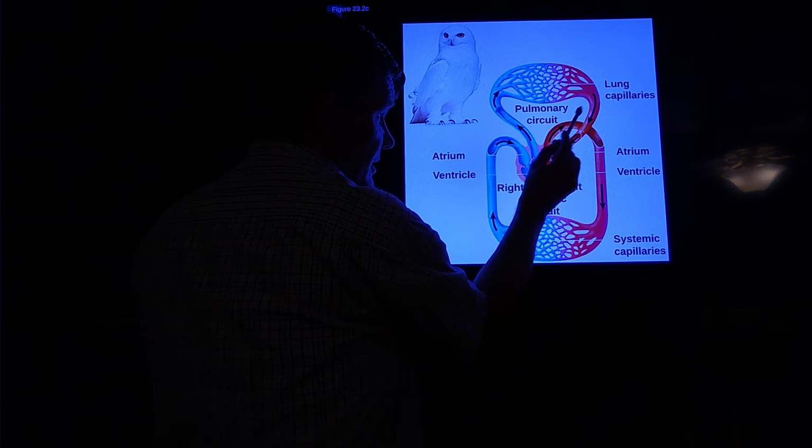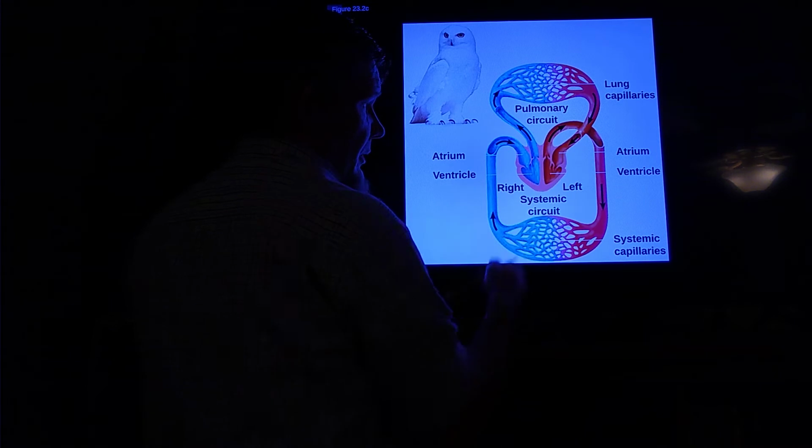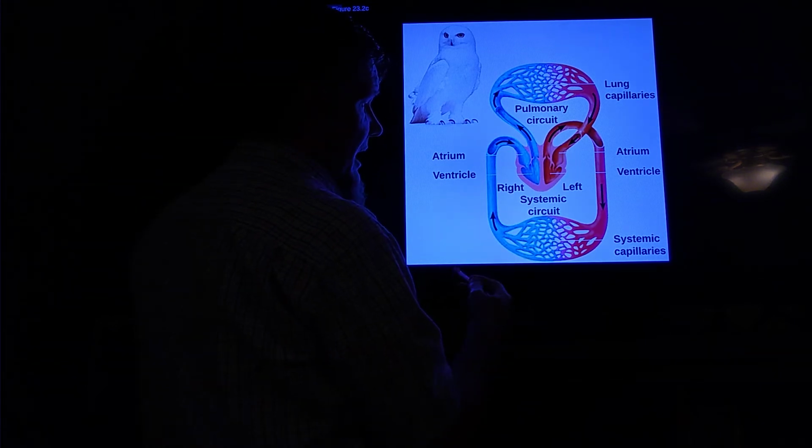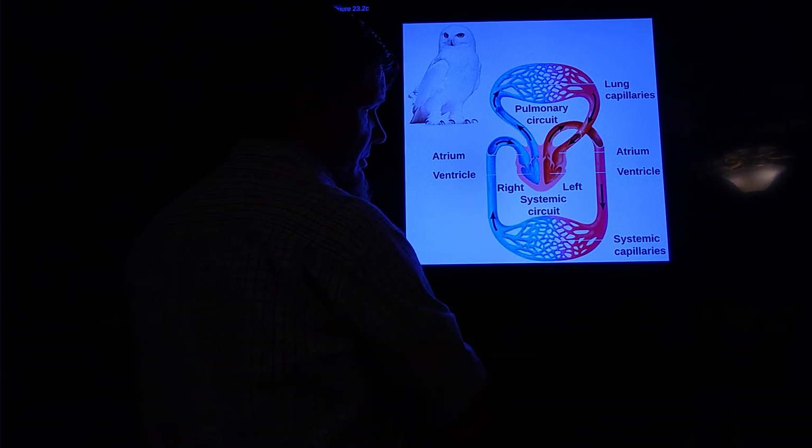This now oxygenated blood comes back to the heart on the left side, comes into the left atrium. The left atrium sends it down to the left ventricle. The left ventricle then sends it out to the body. And now we have our 2 complete circuits, and we have no mixing between deoxygenated and oxygenated blood.